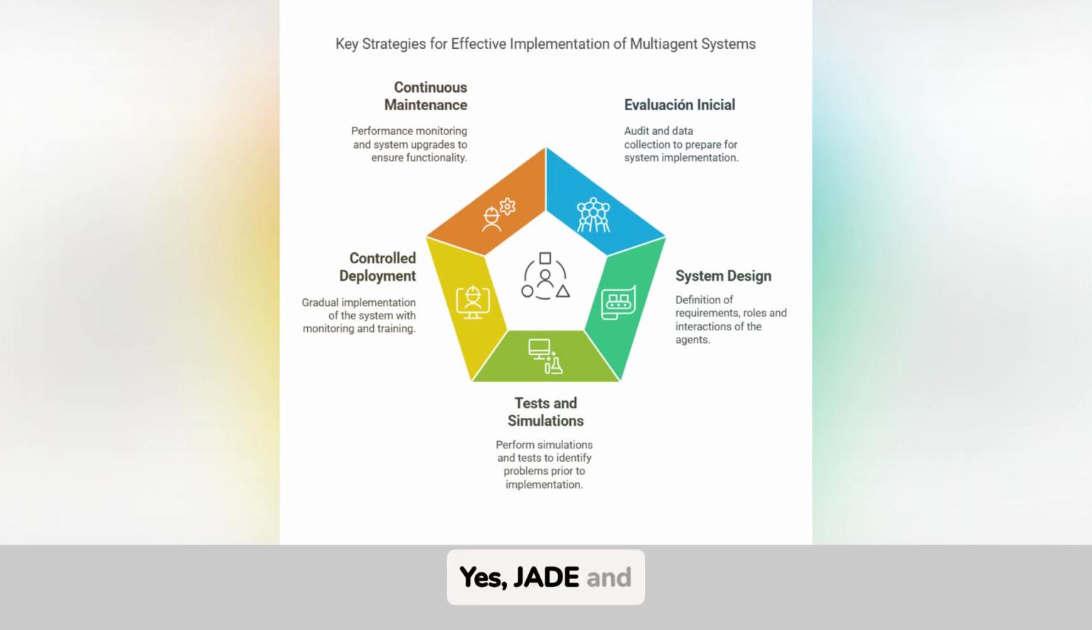Yes, Jade and AgentScope platforms, among others, can be used, as well as cloud infrastructure that allows scaling resources according to demand. In addition, monitoring tools such as Nagios or Zabbix help us to monitor system performance in real time. There are failure prediction systems that allow us to anticipate problems before they affect the operation. This all sounds great, but what are the tangible benefits of implementing a multi-agent system?